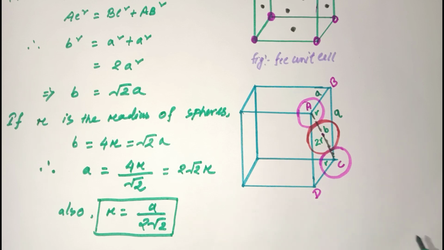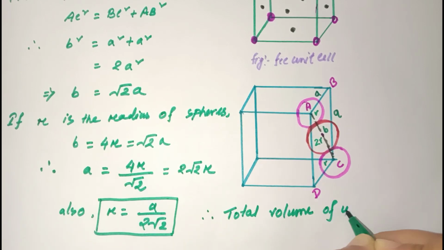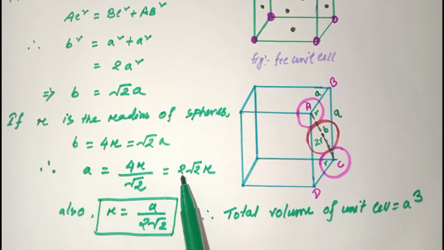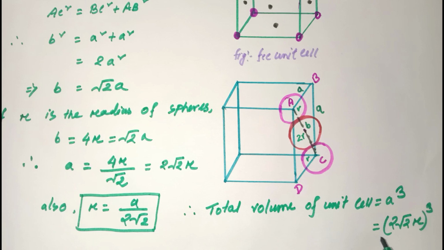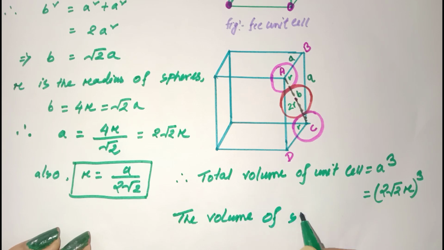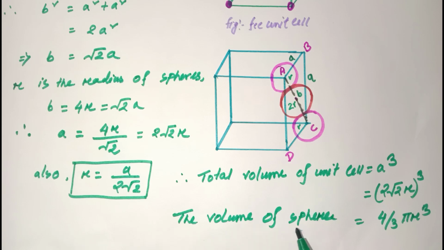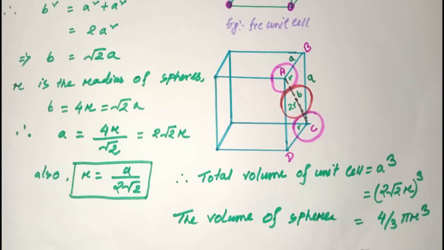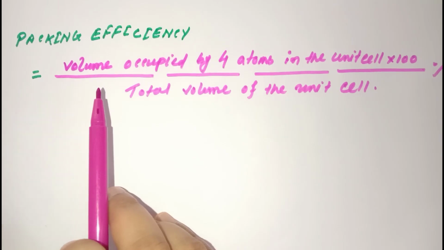Now the total volume of the unit cell will be what? That is a cube. a is nothing but 2 root 2 r. So this value will be (2 root 2 r) whole cube. Also we know the volume of a sphere is equal to 4 by 3 pi r cube. Now putting all these values, we can calculate the packing efficiency. Therefore the packing efficiency will be what?